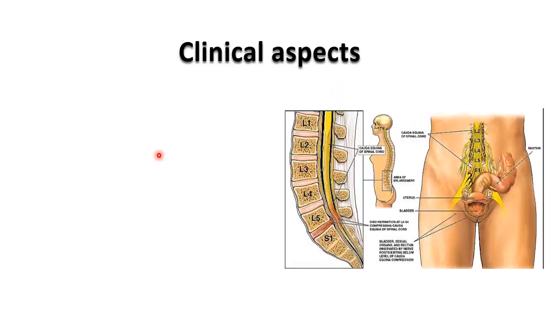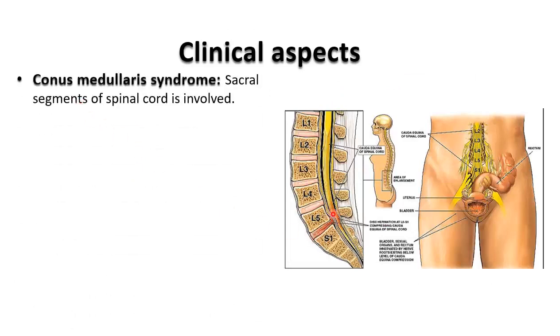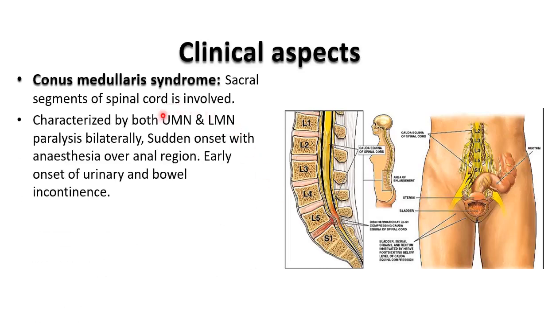Next, coming to the syndromes, mainly cauda equina syndrome. First, conus medullaris, most commonly because of a prolapsed disc, compression, or any tumor of this region. The sacral segments of the spinal cord are compressed, damaged, or injured, which might result in both upper motor and lower motor neuron type of paralysis. At the level of the injury, you can see lower motor neuron. Below that, you can see upper motor neuron type of paralysis. This is conus medullaris syndrome.